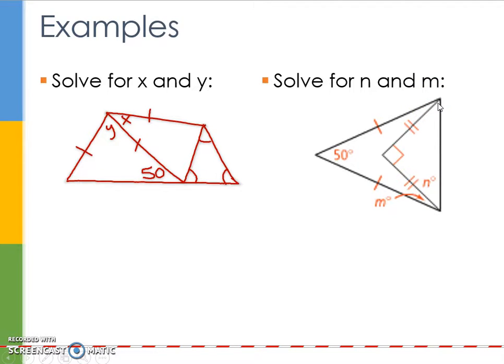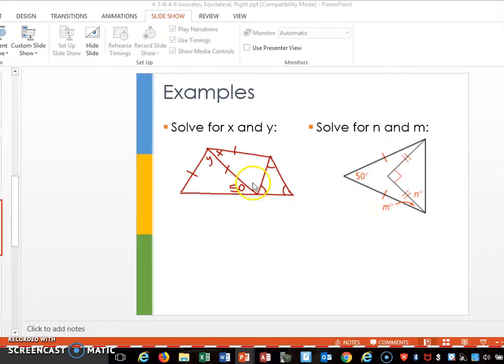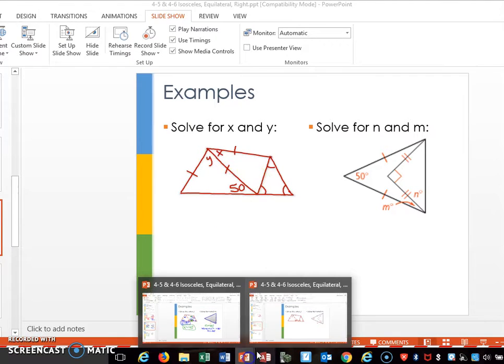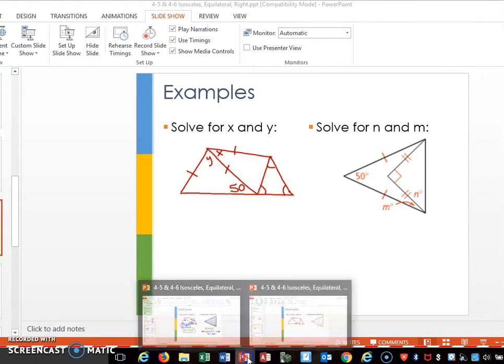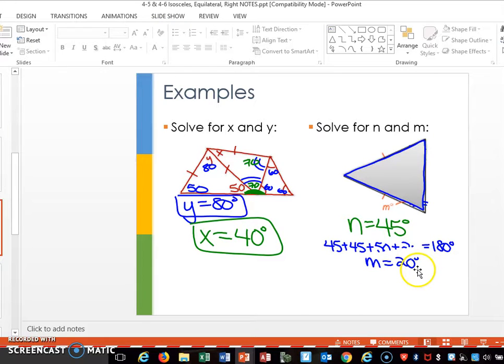So what is 130 divided by 2? That is 65. So 65 minus this was 45. Then what is n? So you can find m that way. So m is 20. The answer is 20.